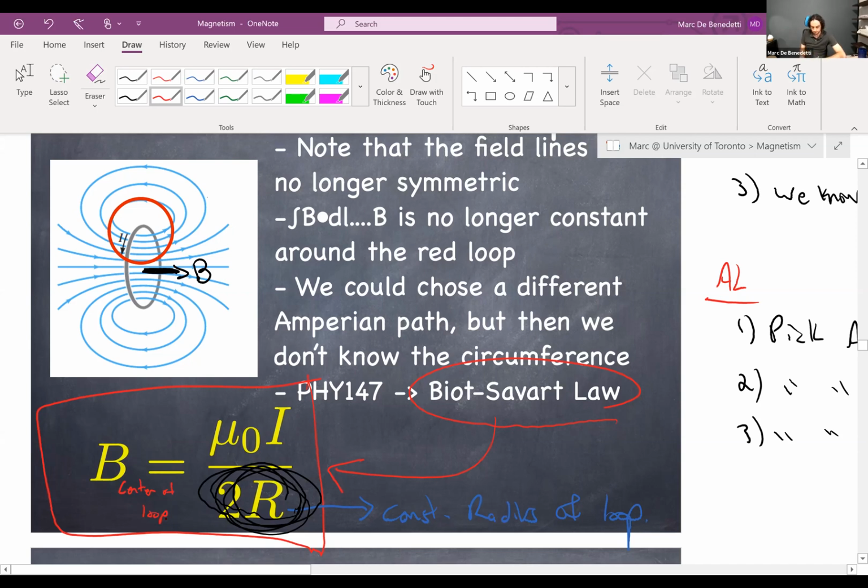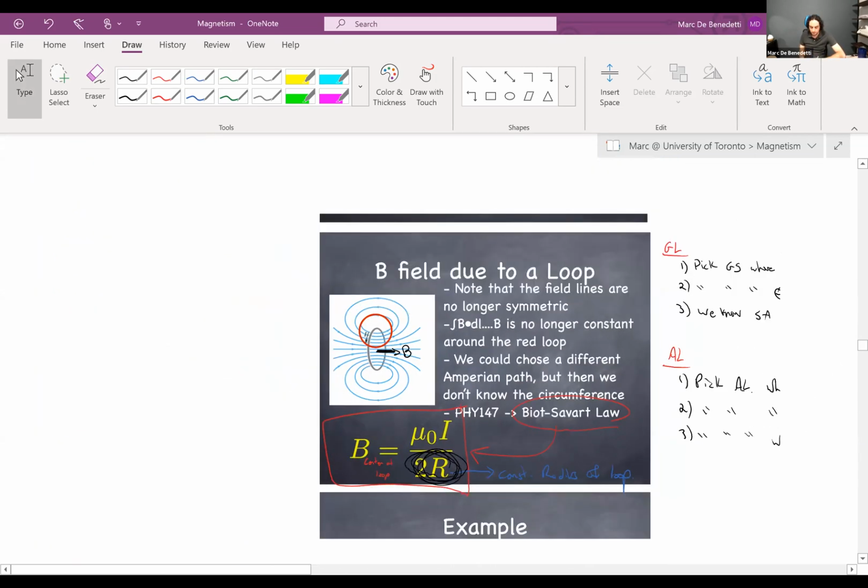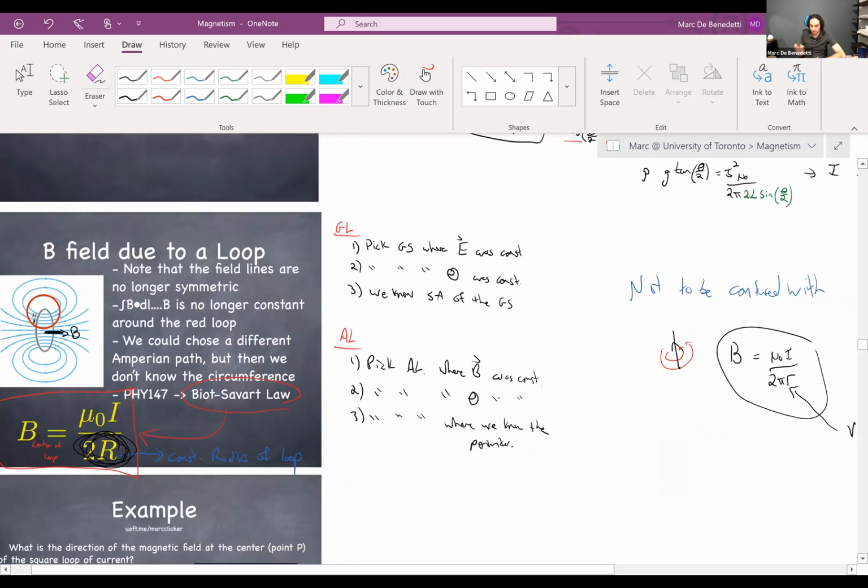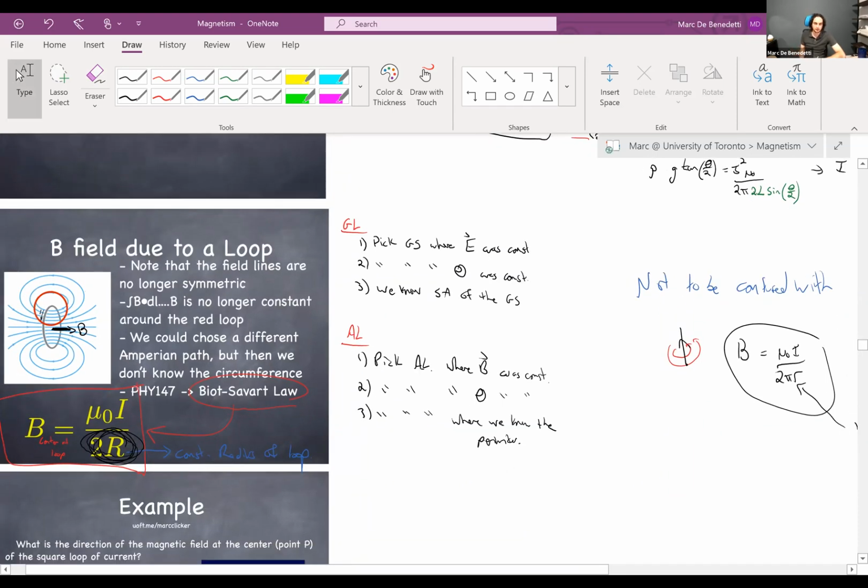Okay? So although the variables in those two equations look the same, mu naught I over 2 pi r versus mu naught I over 2R, they look the same with the difference of pi. They could not be more different. I mean, I guess they could be more different because they both represent B fields, so there are similarities. But given that, they're different, okay? They're describing different things.